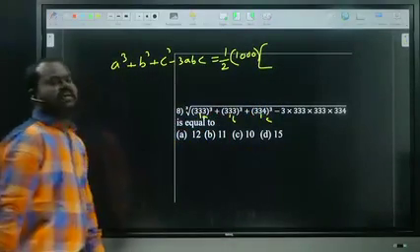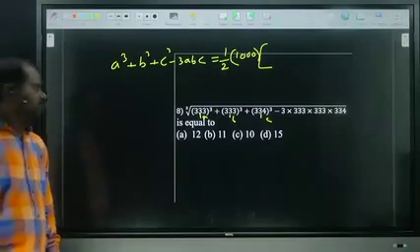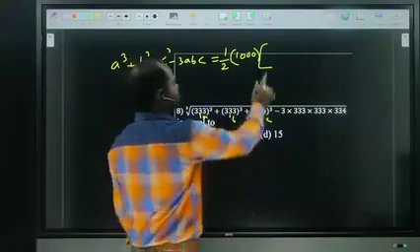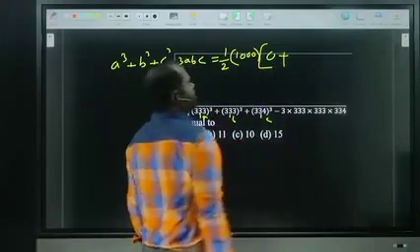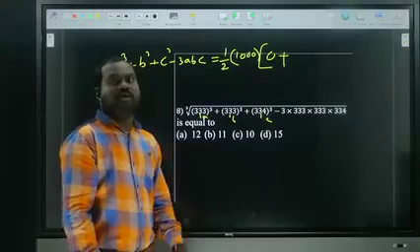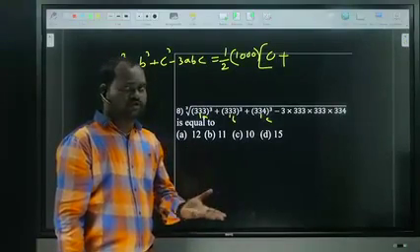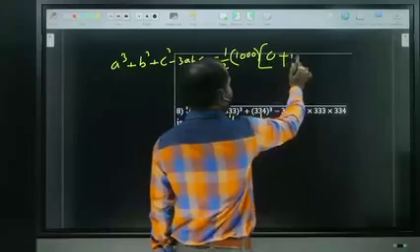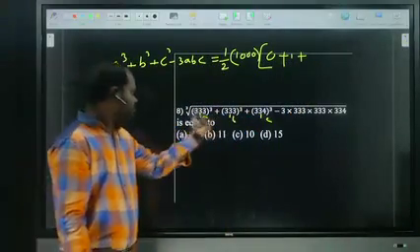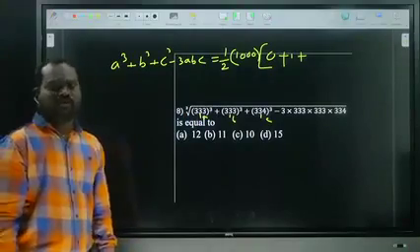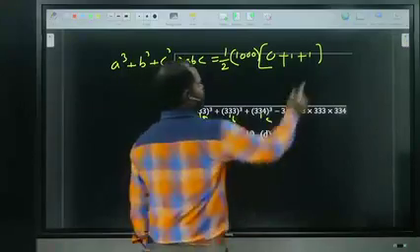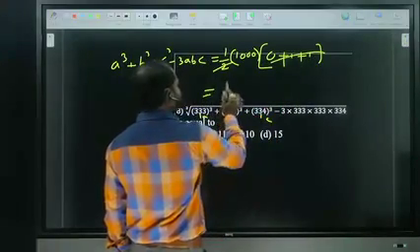Into (A minus B) whole square. A minus B means 333 minus 333, that is 0. Plus B minus C, 333 minus 334, that is minus 1, whole square means 1 only. Plus C minus A, 334 minus 333, nothing but 1, whole square, so the answer is 1. 1 plus 1 is 2, and this 2 will cancel with the half. What is the answer? 1000.